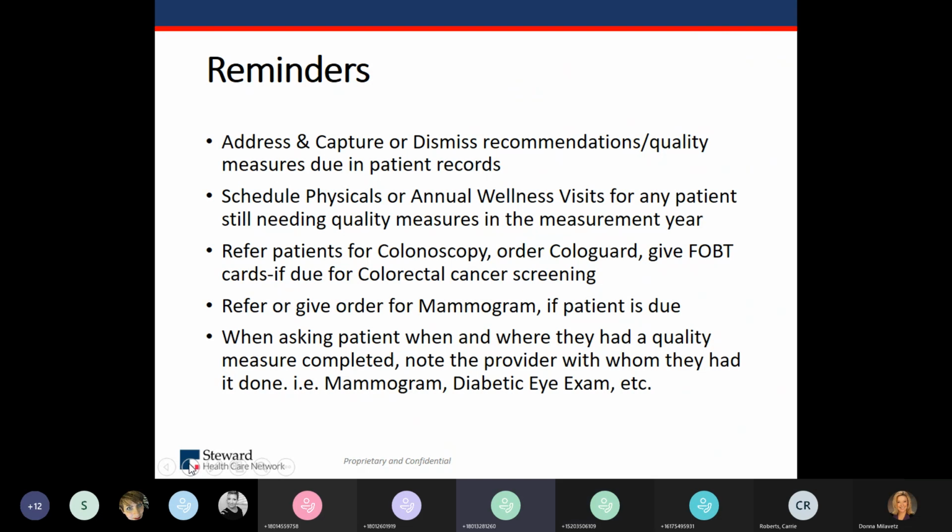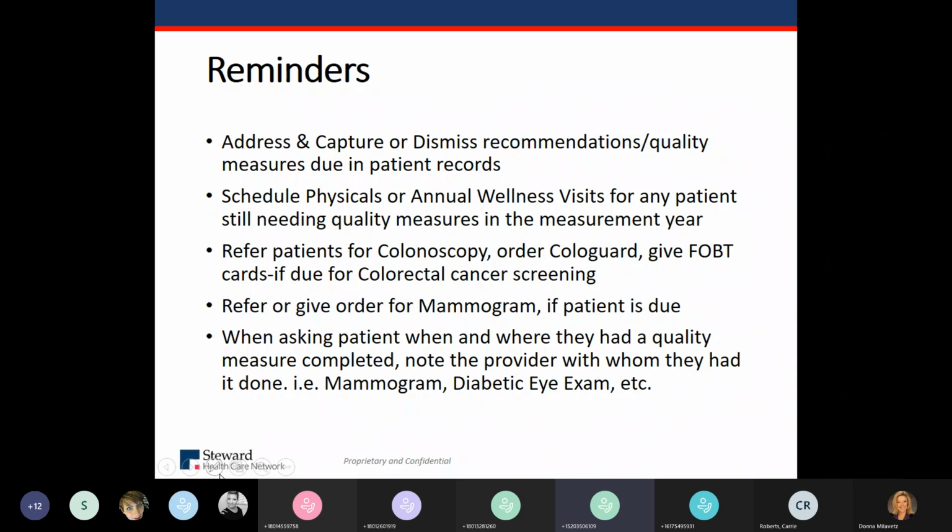Just a few reminders, maybe to help you as you are affixing the CPT codes to your claim. When you are visiting with your patient and or looking at what your provider has handed you as far as your super bill or marked off in your EHR as far as closing the gap in care, always take a look before the patient comes in to see what kind of gaps are open, and then either address and capture them or dismiss the recommendations.